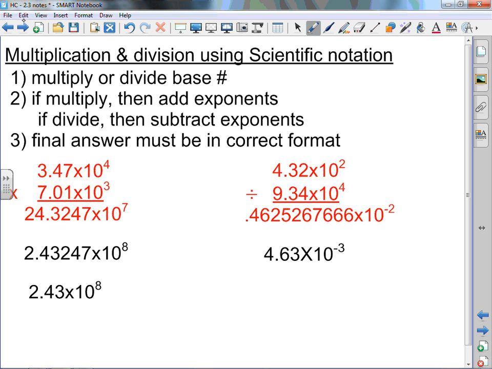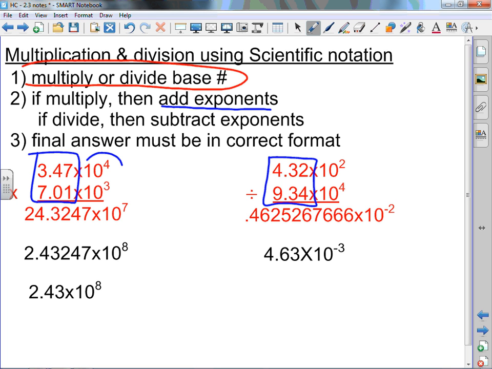All right, multiply or divide. Again, the first thing is nice. You just multiply or divide the base numbers. So where it's multiplication, multiply the two numbers together. Where it's division, divide the two numbers. That's what your base number is. Then, if we're multiplying, add the exponents. 4 plus 3 is 7. If we're dividing, subtract the exponents. 10 minus 4, negative 2.